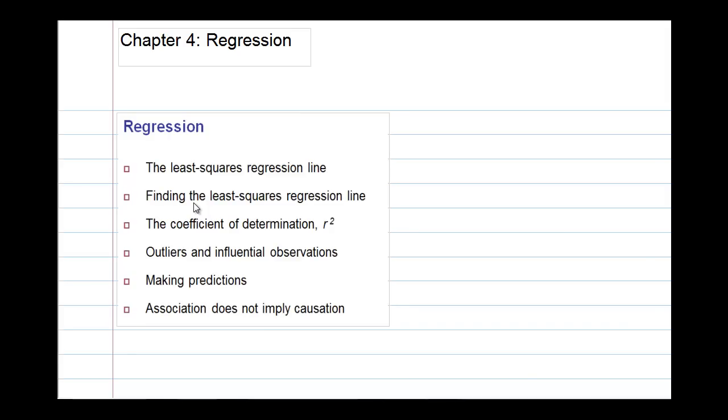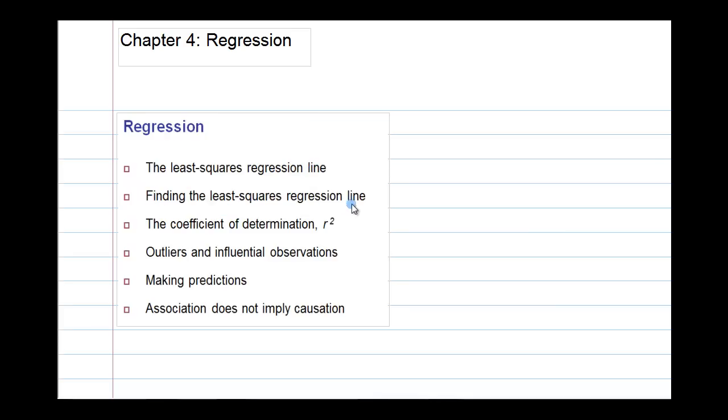In Chapter 4 we're going to be looking at regression. Now regression is kind of the next natural step that we take after Chapter 3, in which we looked at scatter plots and correlation. So the first step when we're talking about regression is to actually come up with a particular line that describes the data. Notice that this does say line, so we are looking at linear models. We're not looking at models that might look more exponential or more curved. We're only focusing on linear models.